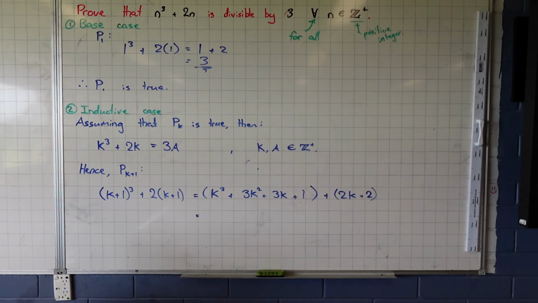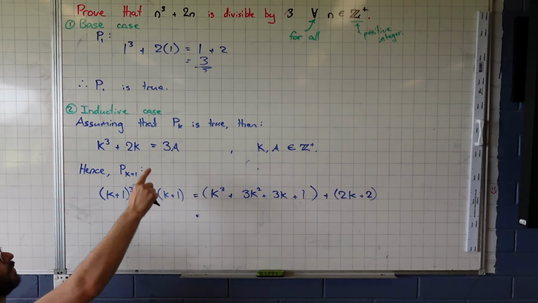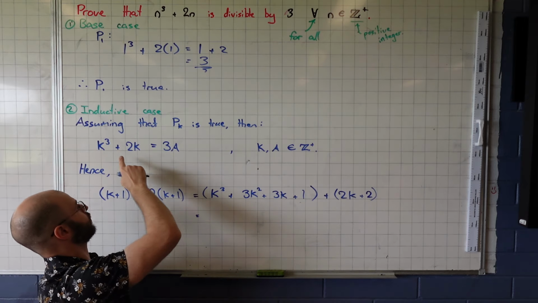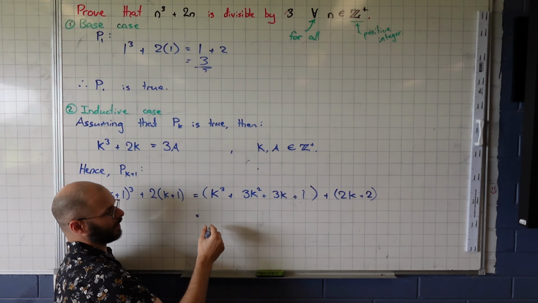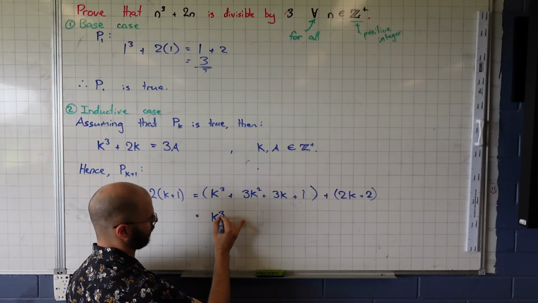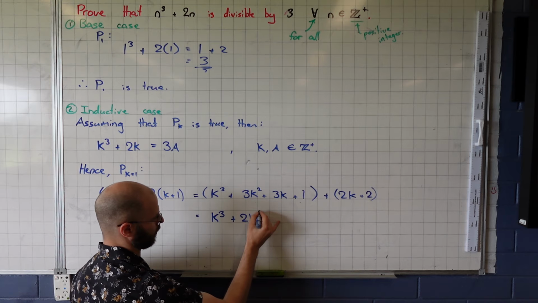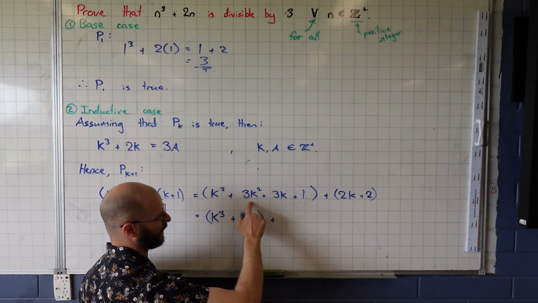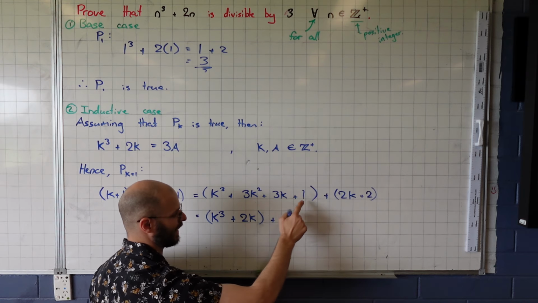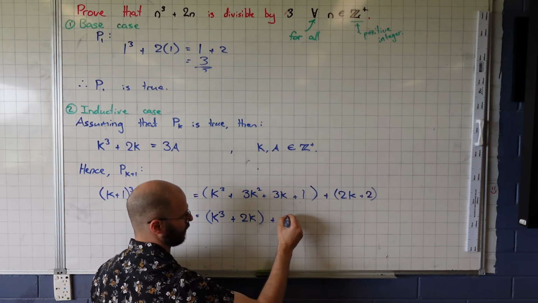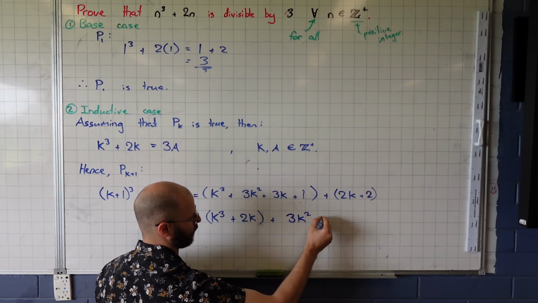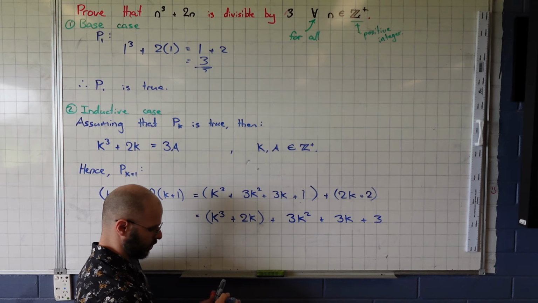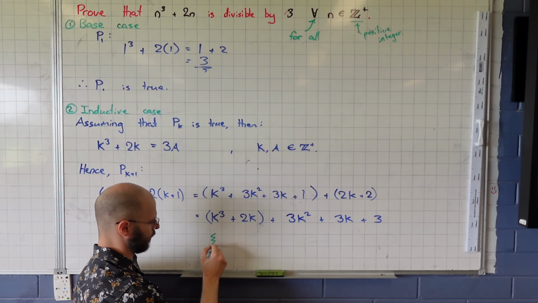All right, next step, we want to make it so that we can use our case up here, the P of k case. So what I'm going to do is get a k cubed and a 2k and throw them out the front. Aside from that is everything else: my 3k squared, my 3k, and my 1 plus 2 together.